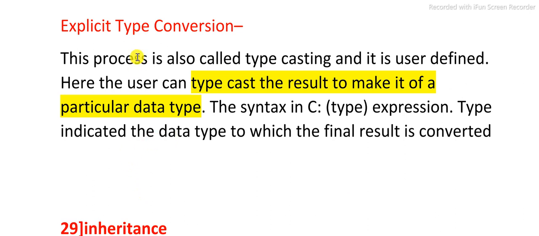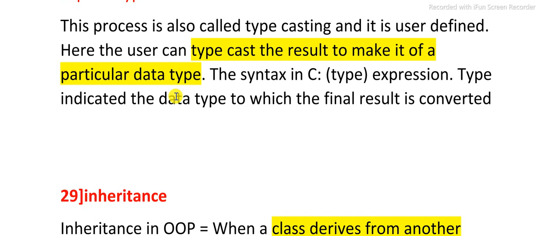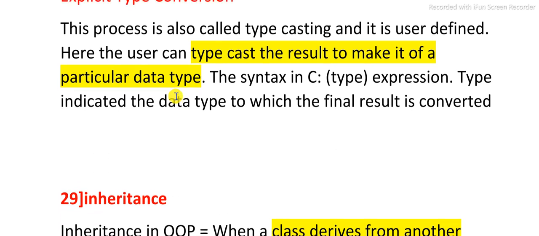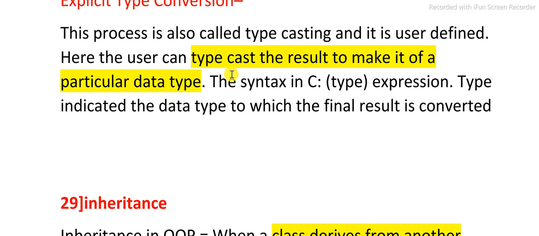Now the explicit type conversion. This process is also called typecasting and it is user defined here. The user can typecast the result to make it of a particular data type. The syntax in C: (type) expression, where type indicates the data type to which the final result is converted.